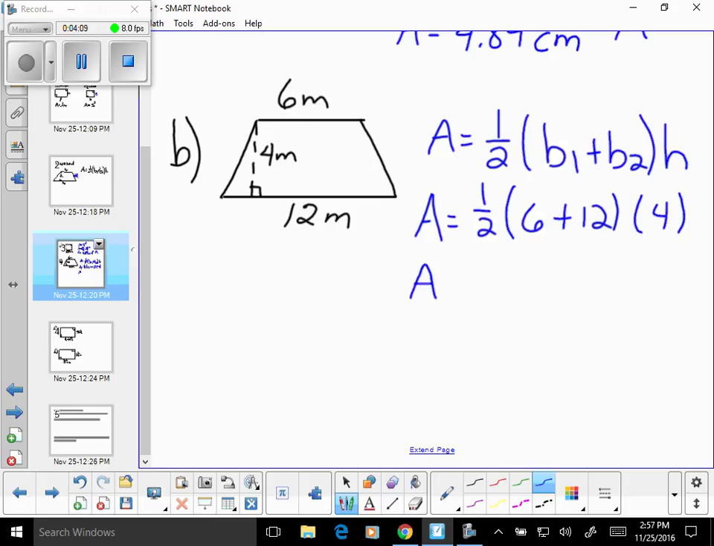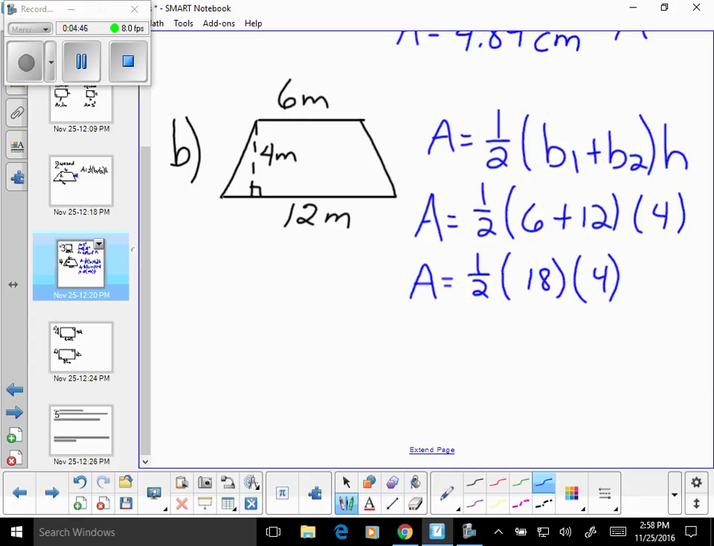Now, here's where we could actually do the rest of this mentally, but I'll go through this for those of you who might struggle a little bit. Compared to what we just had in our lessons, we know that we could take 1/2 of 4. You cannot take 1/2 of the 6 or 1/2 of the 12. Notice how it's in parentheses. That means you really can't touch it until after you've done the addition. What you really have here is 1/2 times 18 times 4.